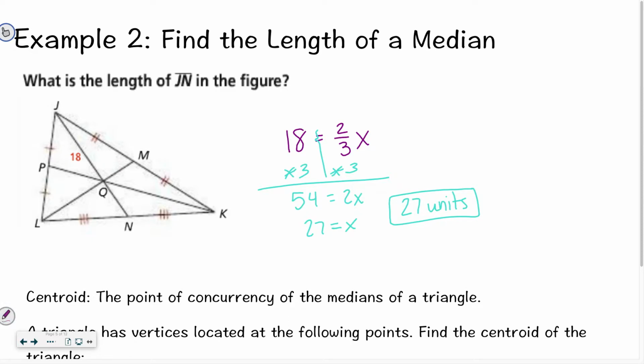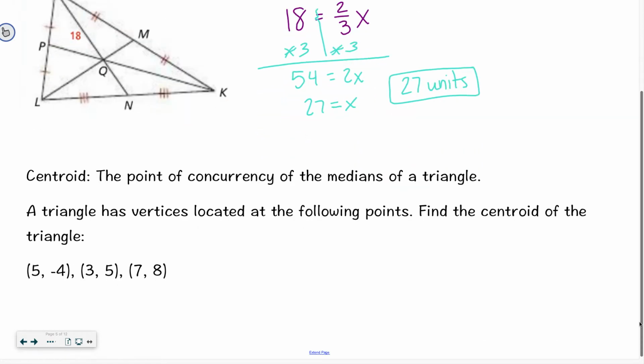Or if I would have given you a problem where I said, let's say we're looking at ML, and I said that this is 5. If going from the side to the centroid is 5, then I would split the other side up, and I'd have 5, and I'd have another 5, and I would know that is 15 units. I'm okay with whichever method you want to use. I just thought I'd show you a couple different options.